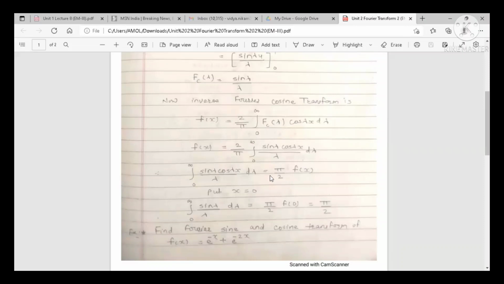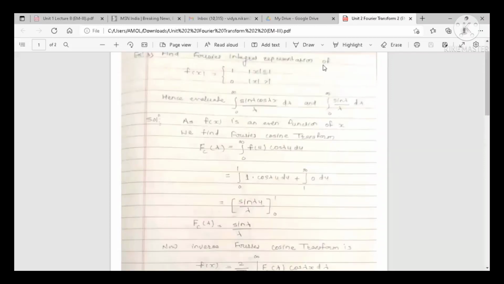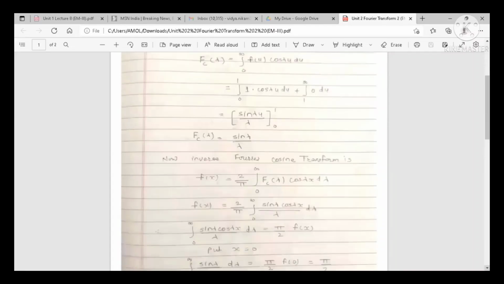Now, our aim is to find the inverse Fourier transform. Inverse Fourier transform means find the Fourier integral representation. So this is the Fourier integral representation of the given function. The value of the integration from 0 to infinity of sin λ cos λx upon λ dλ is π by 2 into f(x), where f(x) is the given function.